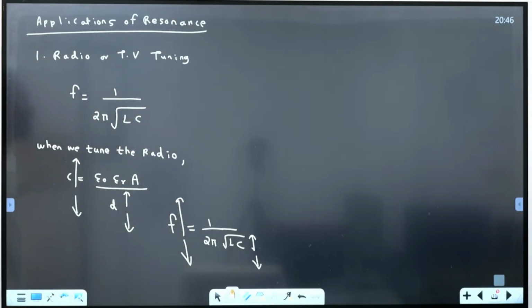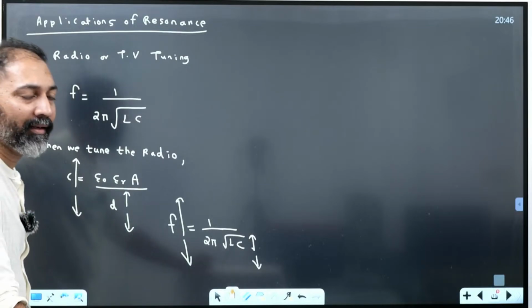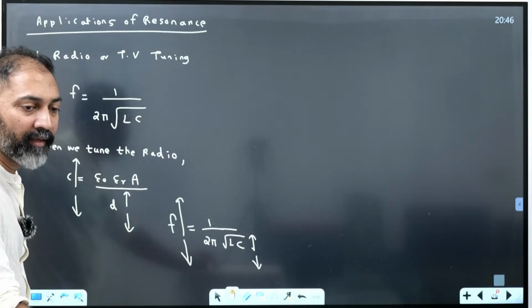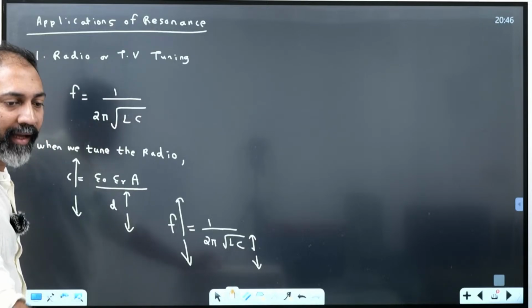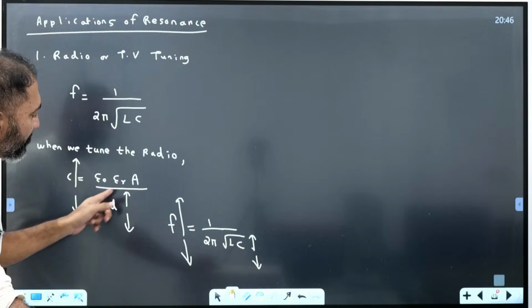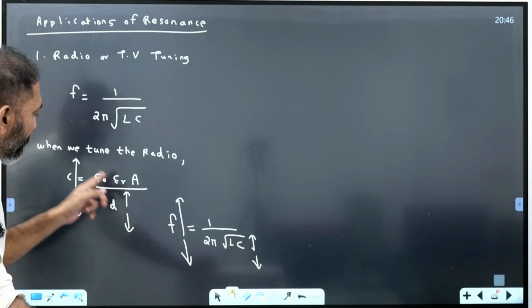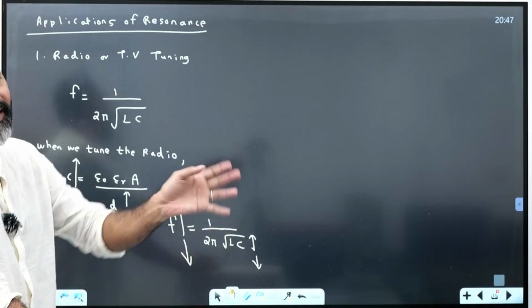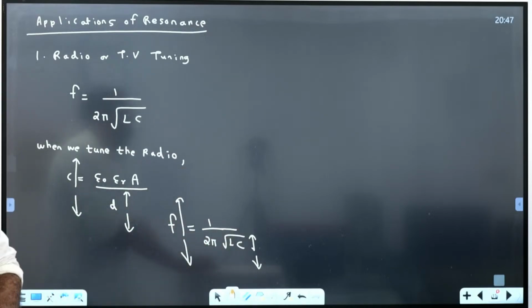So you will get another channel. Suppose I am listening to 91.9 megahertz Club FM. I don't know what it is. And suppose there is an advertisement going on, I will tune the radio. So what happens when you tune? Distance between capacitor plates varies, then capacitance varies. When capacitance varies, frequency varies. Then you will get another channel. You got the point?